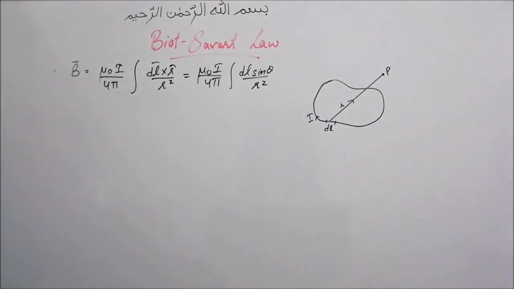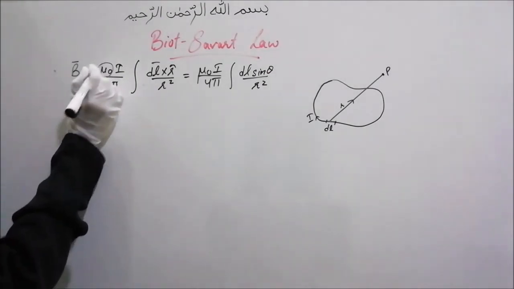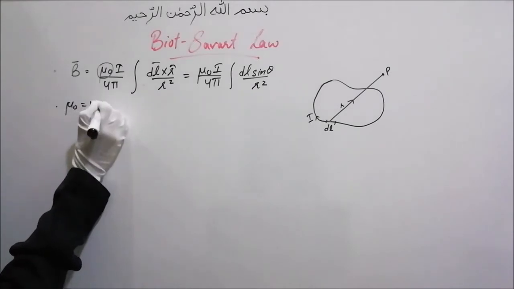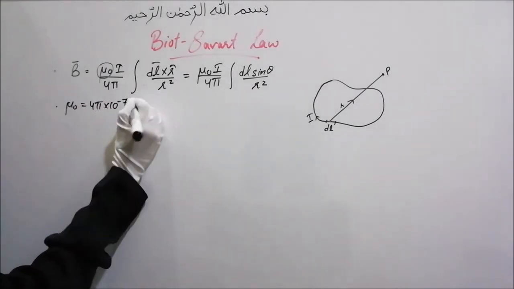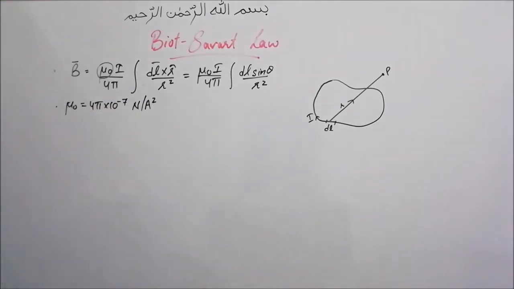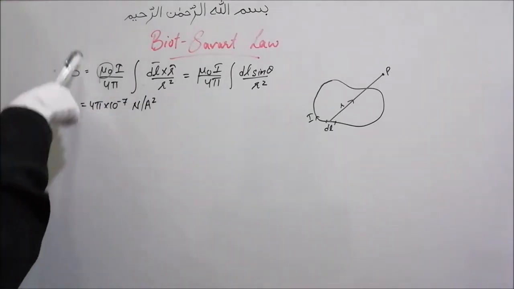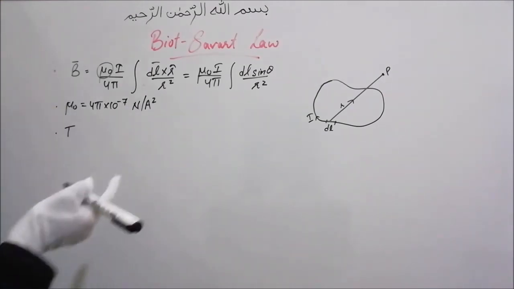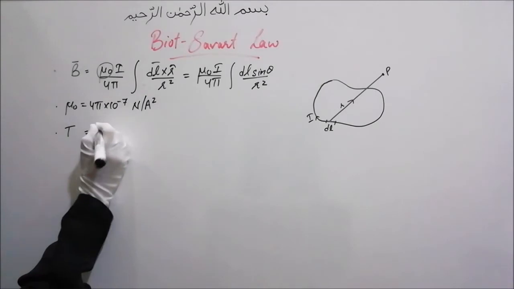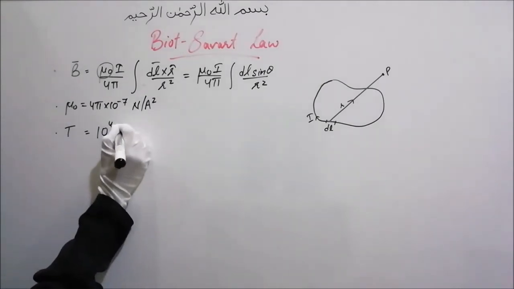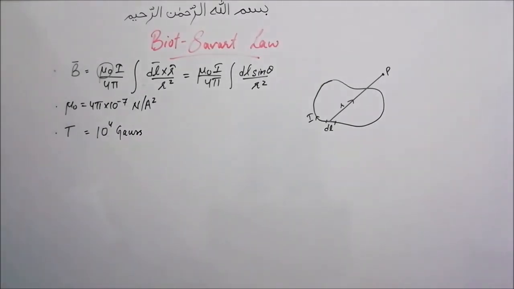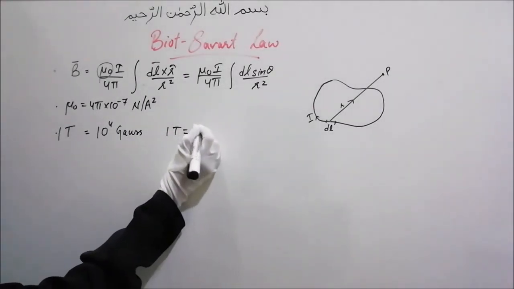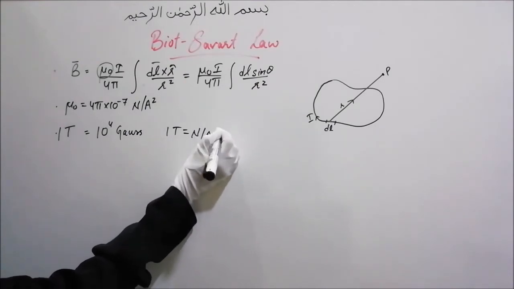and r is the vector distance from the source to the point P. This mu naught is called as the permeability of free space, and mu naught is equal to 4 pi into 10 raised to minus 7 Newton per ampere square. The unit of magnetic field is Tesla. This is the SI unit, and the other unit is a CGS unit, which is equal to Gauss. So Tesla is 10 raised to 4 Gauss. Tesla is a larger quantity. 1 Tesla is also equal to Newton per ampere meter.